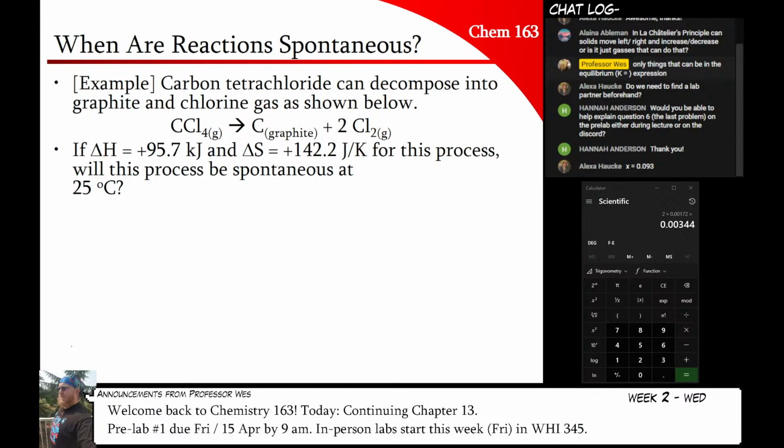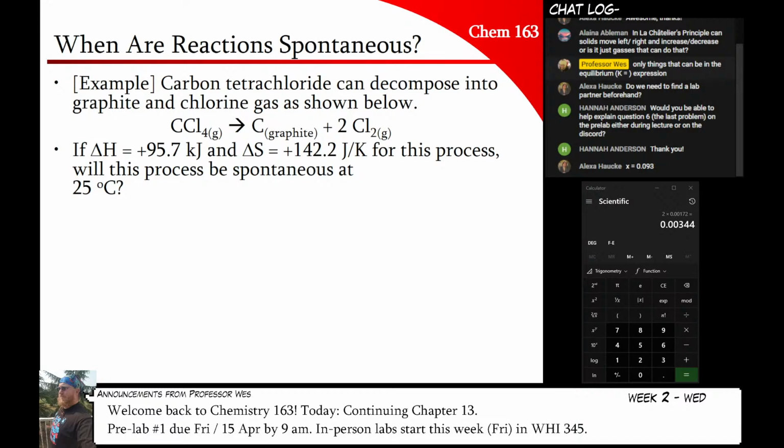All right, let's do an example. I want to turn carbon tetrachloride into graphite and chlorine gas because I guess I just need pencil lead. I don't know. If you need to turn your carbon tetrachloride into graphite, you're pretty desperate. There's some thermodynamic terms that I looked up and calculated from the back of the textbook. At 25 degrees Celsius, will this process be spontaneous? Let's find out.